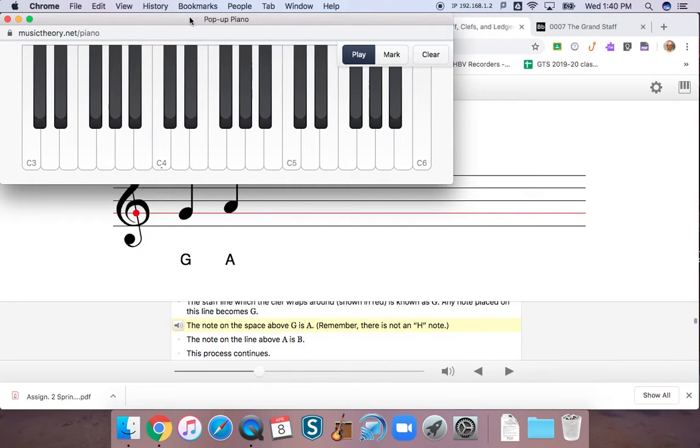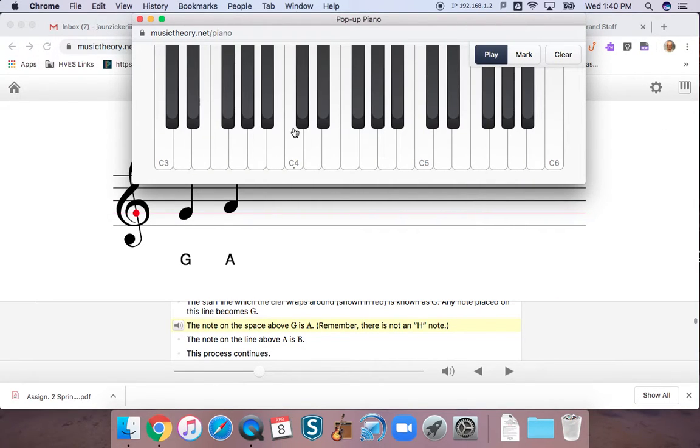So actually, here's something kind of handy. This is a pop-up piano. I just clicked over here. So if I wanted to play, there's a G. That's another G. Here's an A. A, B, C, D, E, F, G. And then it starts over. A, B, C, and so on. Okay. And yeah, you can play around with that pop-up piano.